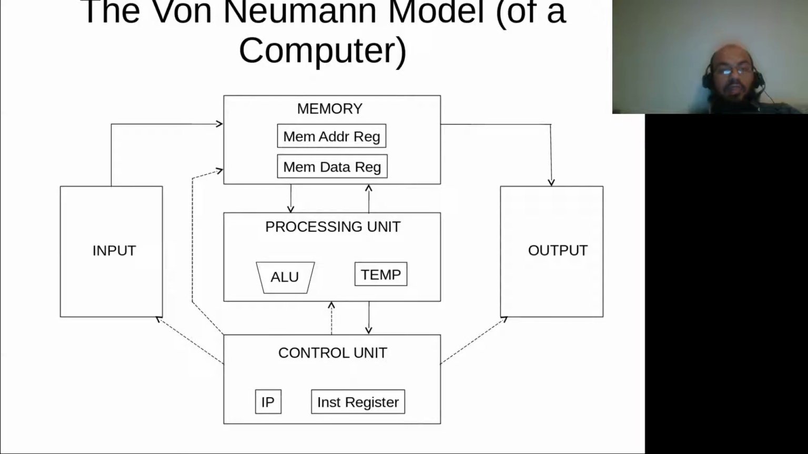But you can also have the control unit produce an output, and we are going to talk about this a bit later. For example, when you have jump statements, where you just change the IP right away.